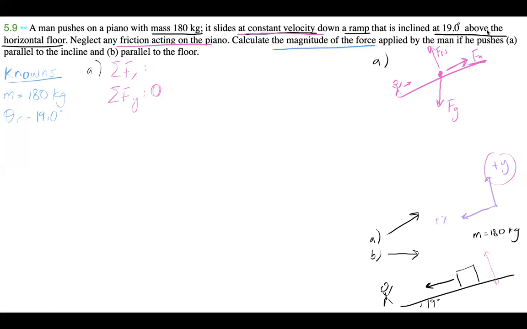That's easy. However, it says that it slides at a constant velocity down a ramp, right? So the constant velocity is in the positive X direction.